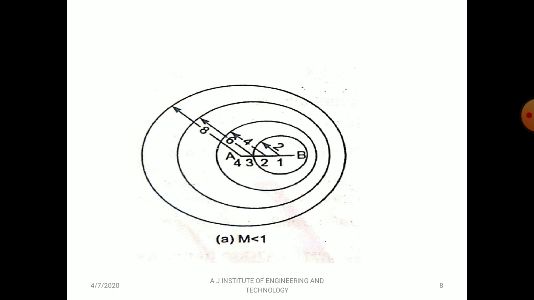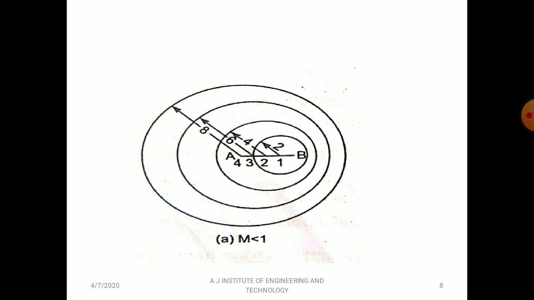Similarly, consider point 1, where the projectile requires 1 second to reach point B. The distance traveled by the projectile is v into dt, that is 1 into 1, which is 1 unit. The distance traveled by the disturbance is c into dt. The c value you have already taken as 2, so 2 into 1 is 2 units. Taking 1 as the center, draw one more circle with a radius equal to 2 units. So that is the case for m less than 1.